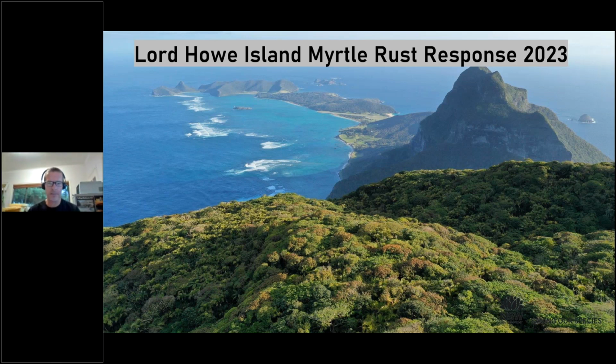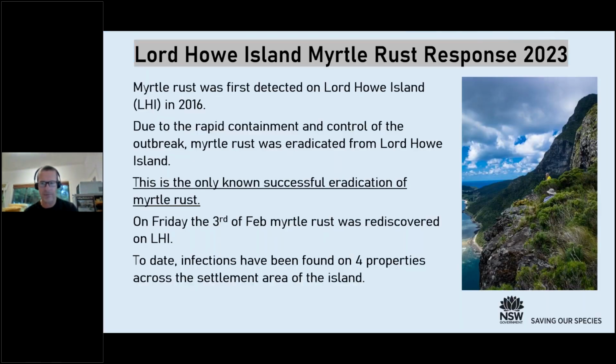It's very early days in the response over there, but I think there's a bit of interest in what's happened on Lord Howe in the past. So Myrtle Rust was detected on Lord Howe back in 2016. The board jumped onto it straight away. They had prepared for a likely outbreak on Lord Howe, and they implemented their control strategy, and they were able to rapidly contain that initial detection and control the outbreak. And Myrtle Rust was eradicated from Lord Howe Island. And as far as I know, it's the only successful eradication of Myrtle Rust ever.